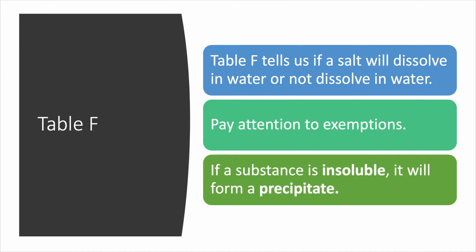So, Table F is actually one of the tables we discussed right before midwinter recess, and Table F tells us if a salt will dissolve in water or not dissolve in water. It's also useful in order to predict if a substance is going to be insoluble, and if something is insoluble, it means that it will form a precipitate. One important thing to understand about Table F is that you should always pay attention to exemptions.